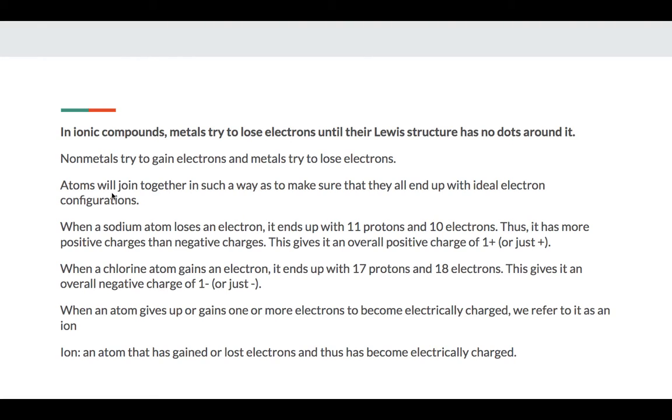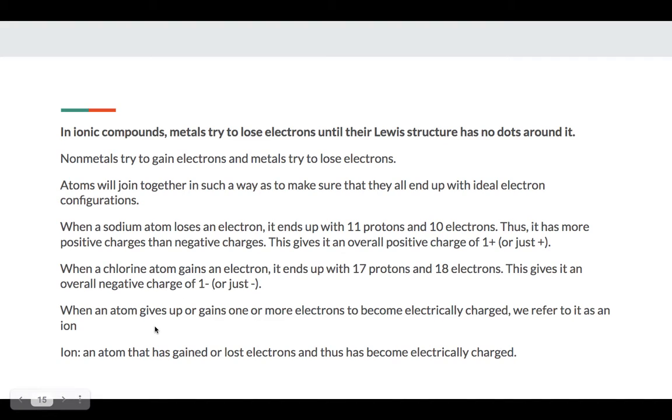When a sodium atom loses an electron, it ends up with 11 protons and 10 electrons. Thus, it has more positive charges than negative charges, and this gives it an overall positive charge of 1 plus, or you could just write plus. When a chlorine atom gains an electron, it ends up with 17 protons and 18 electrons, and this gives it an overall charge of 1 minus, or you could have just put minus. So this is explaining what we just did before.